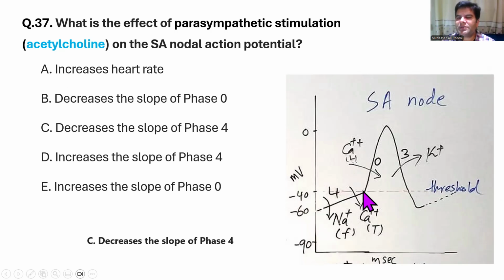Phase 4 in the SA node is actually the unstable resting potential or the pre-potential. So acetylcholine opens potassium channels and that will decrease the slope. Please mind it: sympathetic stimulation through its neurotransmitter norepinephrine will increase the slope, make it steeper, and that's why the heart rate will be increased. But acetylcholine will make it less steep because it opens another channel, potassium, and making the pre-potential slope less steep will take more time to reach the threshold, and hence heart rate will be decreased.